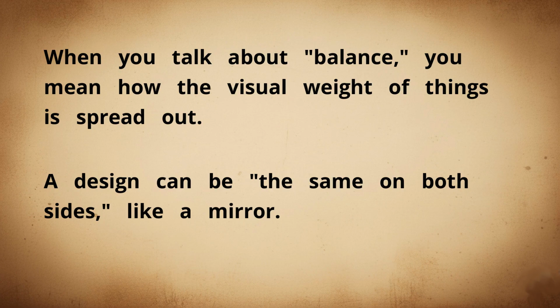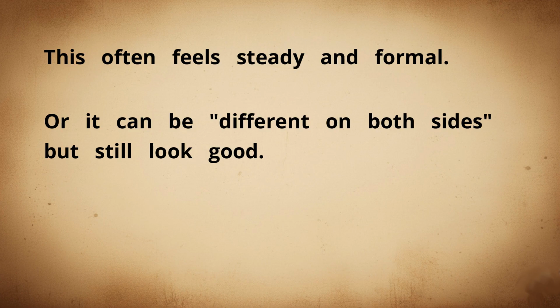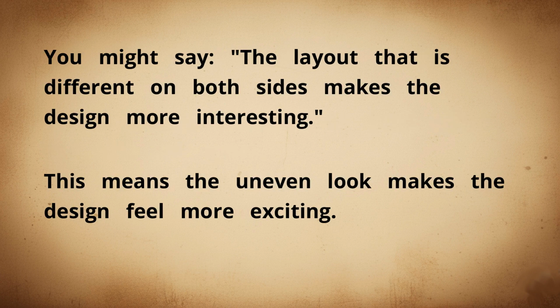When you talk about balance, you mean how the visual weight of things is spread out. A design can be the same on both sides, like a mirror. This often feels steady and formal, or it can be different on both sides but still look good. You might say, "The layout that is different on both sides makes the design more interesting." This means the uneven look makes the design feel more exciting.